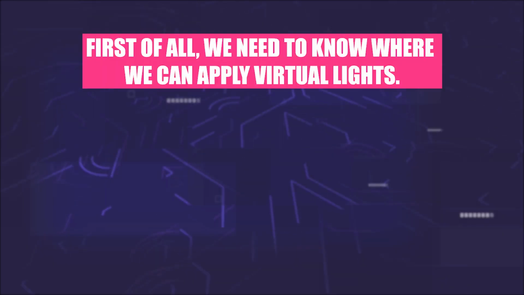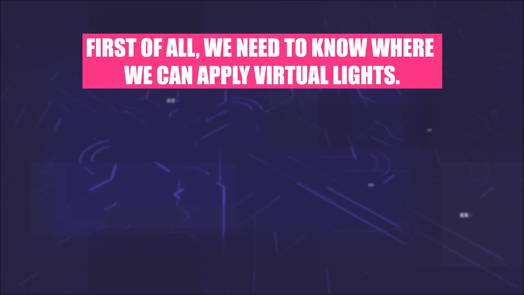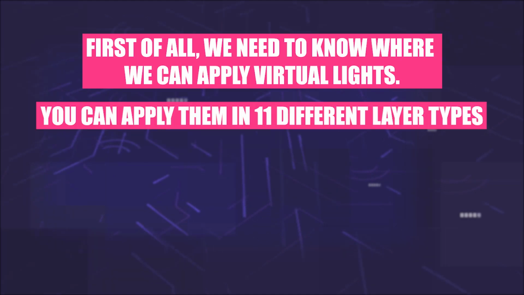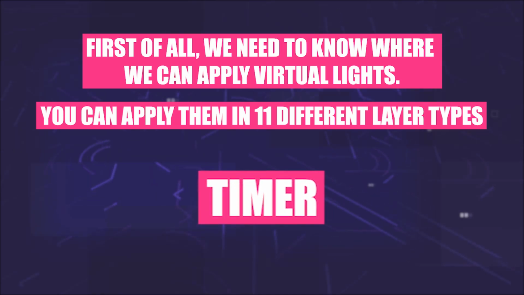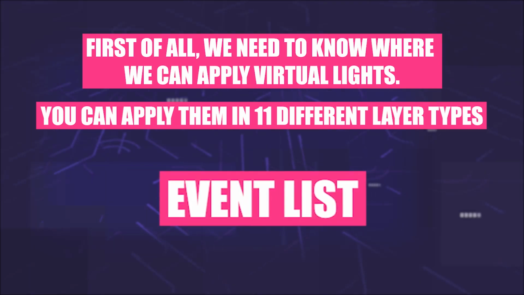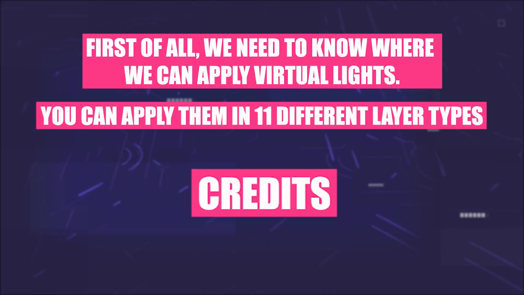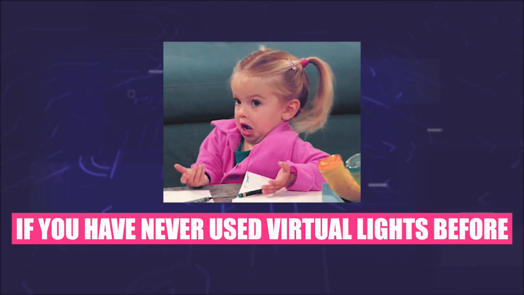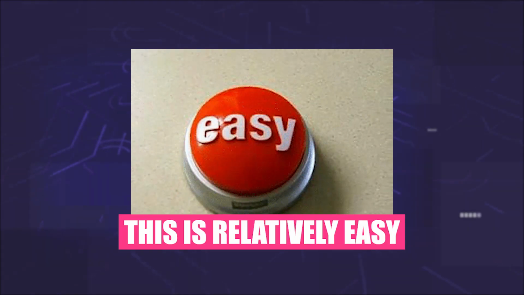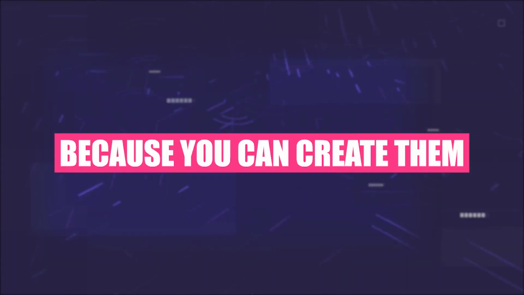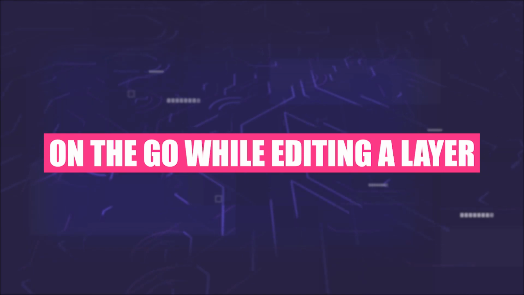First of all, we need to know where we can apply virtual lights. You can apply them in 11 different layer types: in text, image, video, shape, goal, labels, timer, gradient lights, event list, chat box, and in the credits layer. If you have never used virtual lights before, we need to create them first. This is relatively easy because you can create them on the go while editing a layer.